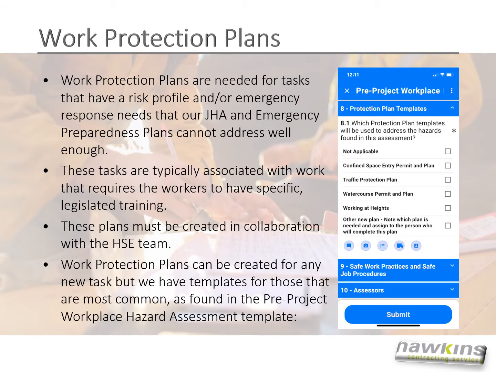Work protection plans are needed for tasks that have a risk profile and/or emergency response needs that our JHA and emergency preparedness plans cannot address well enough. These tasks are typically associated with work that requires the workers to have specific legislated training. These plans must be created in collaboration with the health and safety team.